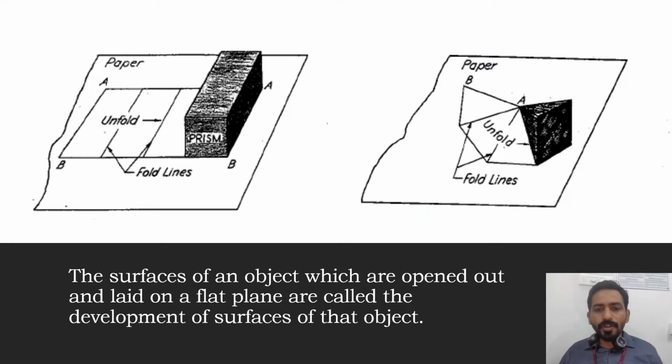The surface of an object which are opened out and laid on a flat plane are called the development of the surface of that object. So here you can see that I have a prism over here, the development of which will look like a rectangle here. And here I have a prism, the development of which is shown here when we open it out and lay on a flat plane. That is called development.